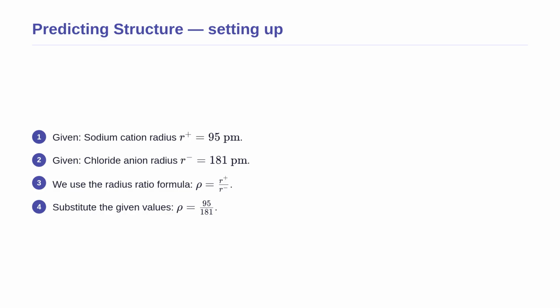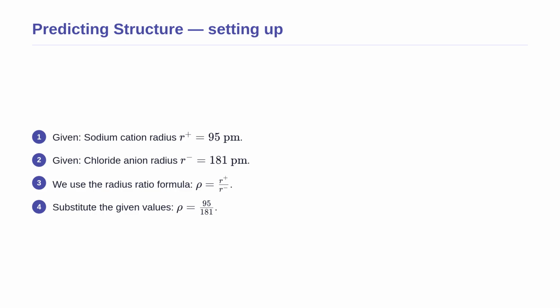Suppose we have a crystal of sodium chloride. We are given that the radius of the sodium cation is 95 picometers and the radius of the chloride anion is 181 picometers. We need to find the coordination number and predict the geometric shape.